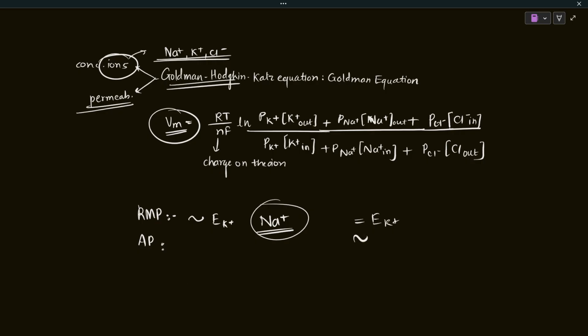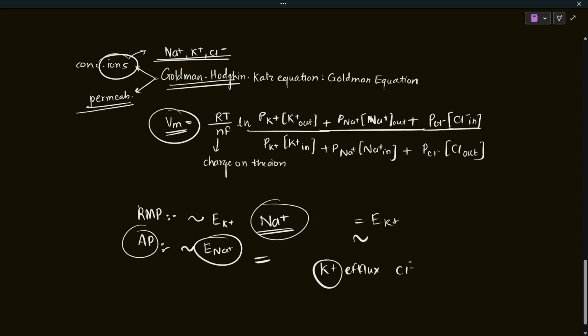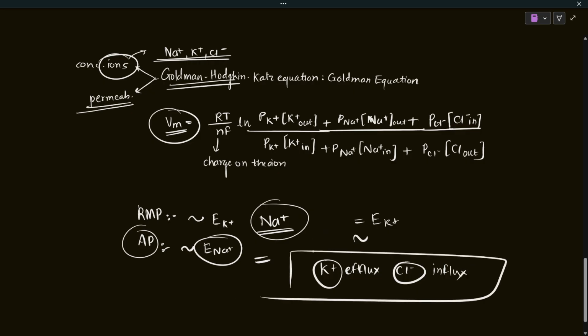Okay, and in the same way, the action potential is closer to the equilibrium potential of sodium ions. It does not get equal to the sodium ion equilibrium potential, because at this point there is some potassium efflux, and some chloride ions get inside the cell through influx, and this prevents the cell from reaching that certain potential. And this was the drawback of the Nernst equation.